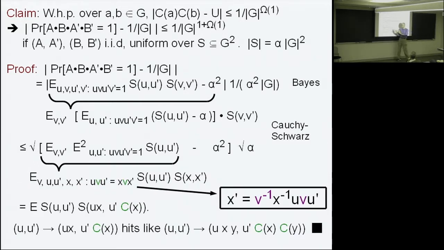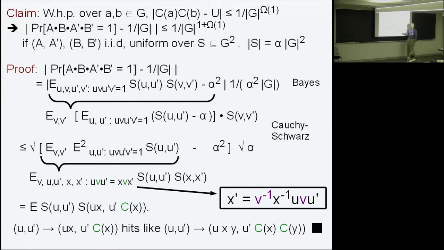Since both the quadruples have a V prime in the end, which is uniform, it's the same thing as asking that the first three of each quadruple actually have the same product. Okay. So the condition is really that U V U prime is equal to X V X prime.